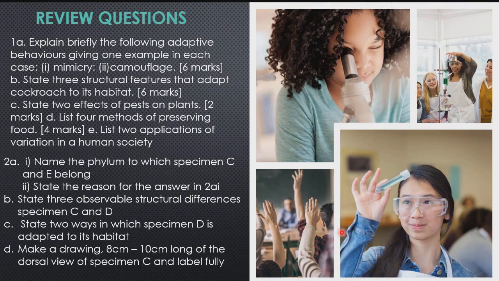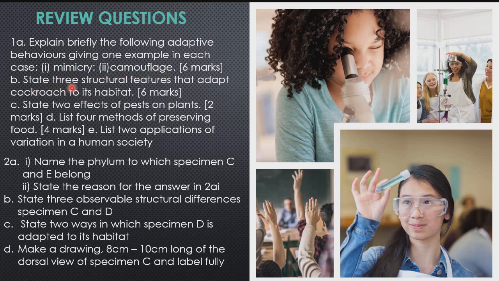Let's look at the review questions. The first one is on paper 2, which is theory. Paper 2 is theory, paper 1 is objective, while paper 3 is practical biology. So this number 1 is from question paper 2. Number 1 said, explain briefly the following adaptive behaviors, giving one example in each case. One, mimicry. Two, camouflage.